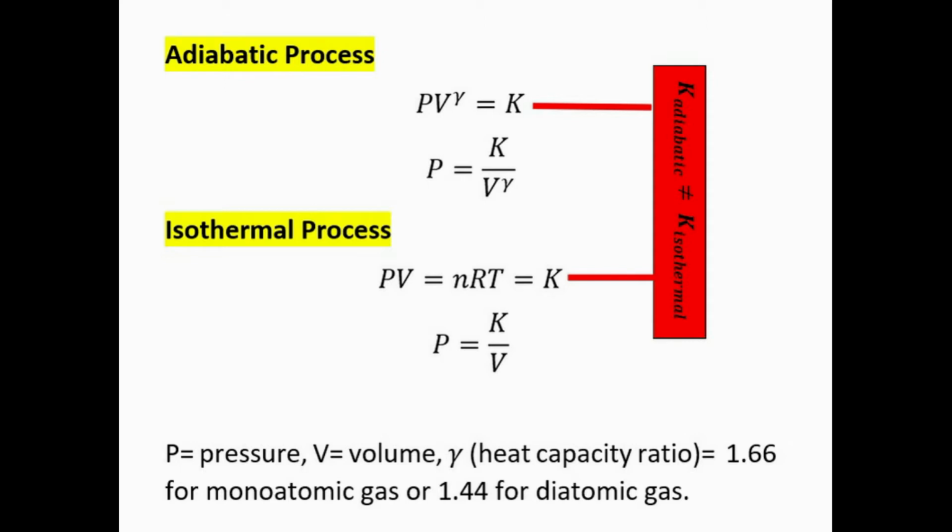In an ideal gas, you have equations that represent whether the process is adiabatic or isothermal. They are P equals K divided by V to the power gamma for an adiabatic process and P equals K divided by V for an isothermal process, where P equals pressure, V equals volume, and gamma is a constant equal to 1.66 for a monatomic gas and 1.44 for a diatomic gas.